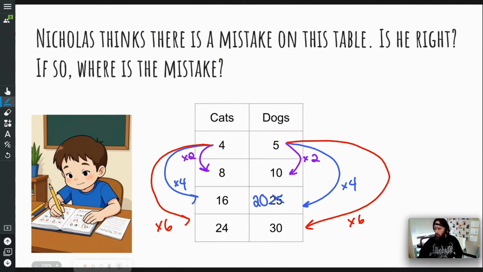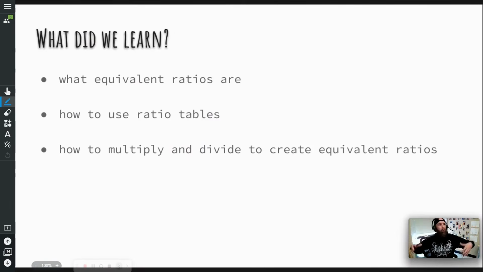So Nicholas was correct. And what did we learn? First off, make sure I have a lead box that I can record my videos in and not in my classroom. But what else did we learn? We learned what equivalent ratios are. We learned how to use ratio tables by multiplying or maybe sometimes dividing. We can fill out those tables. And we learned how to multiply and divide to create them.